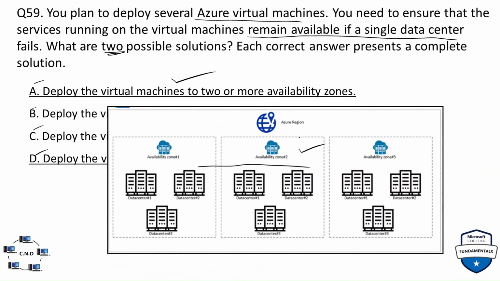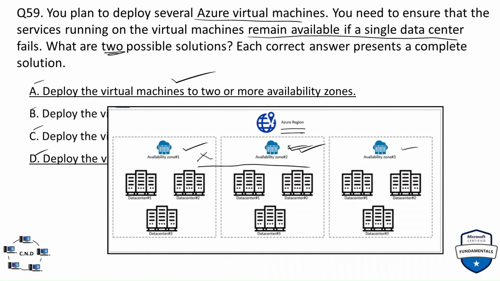So again, this is a concept of regions and availability zones. If you deploy resources to two or more availability zones, then if there is some issue in one availability zone, your resources or application will still be available from the second availability zone.